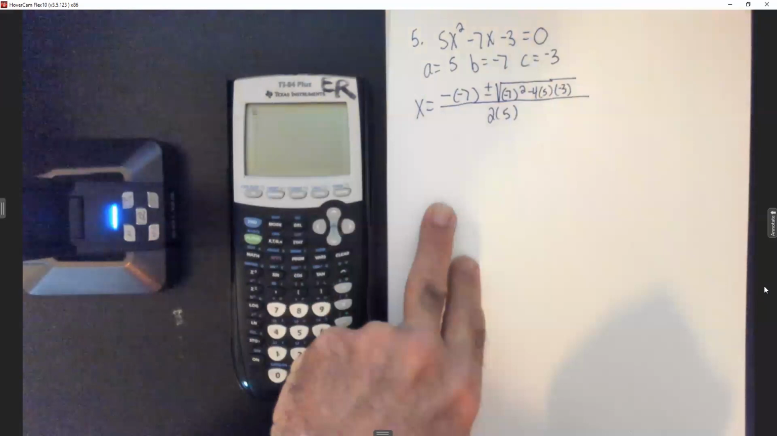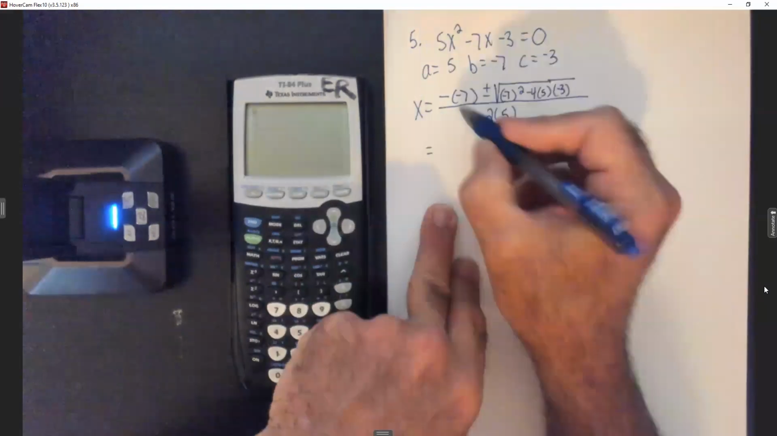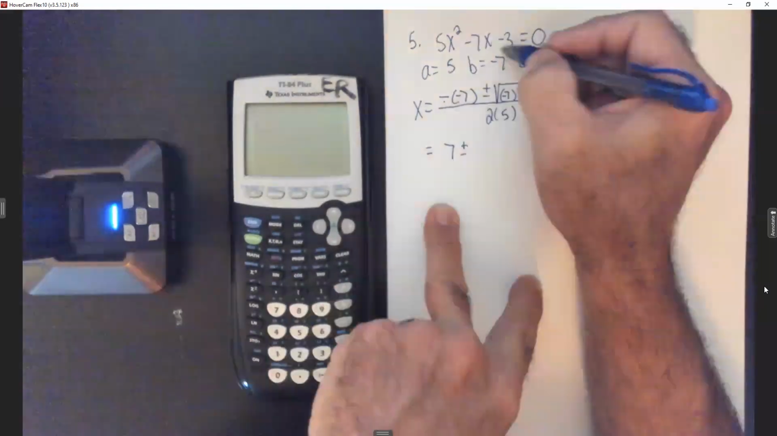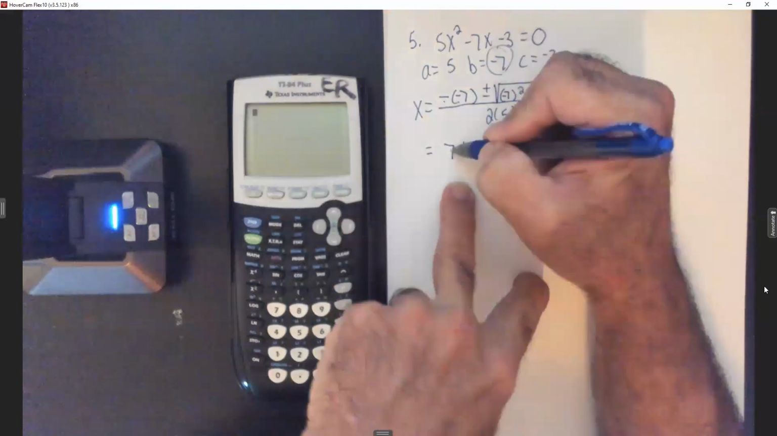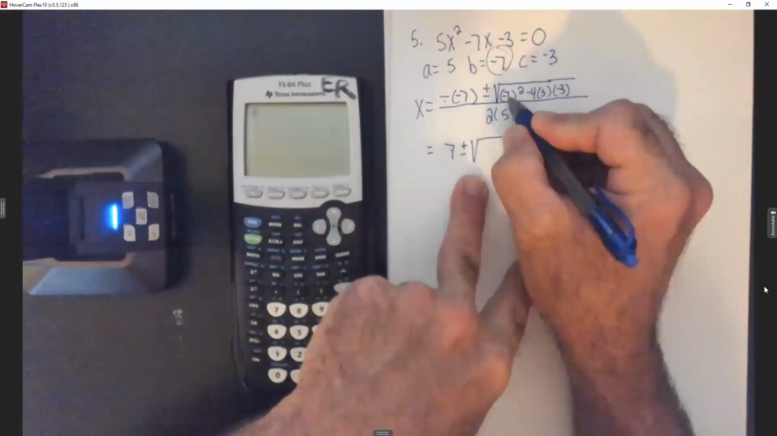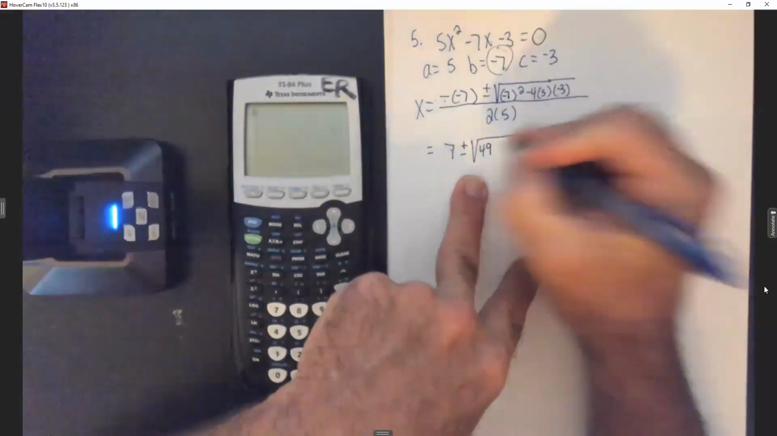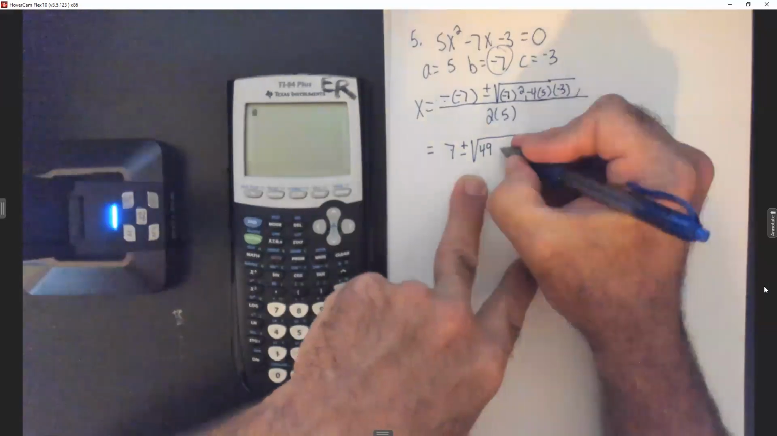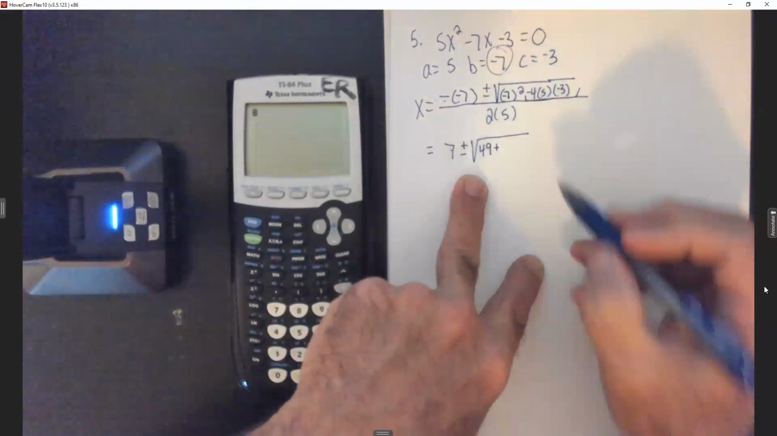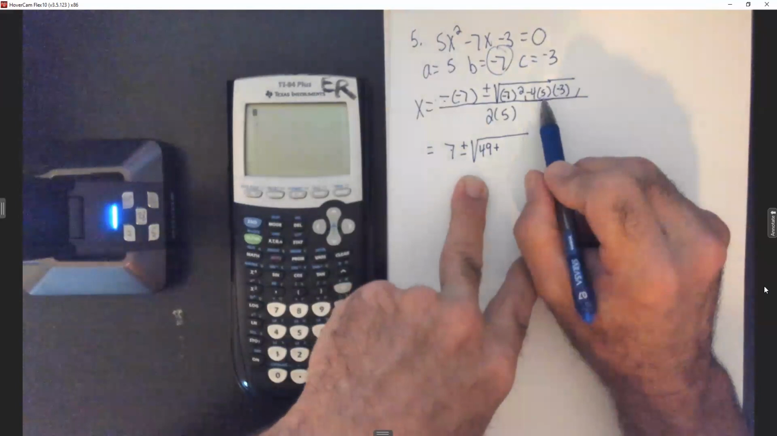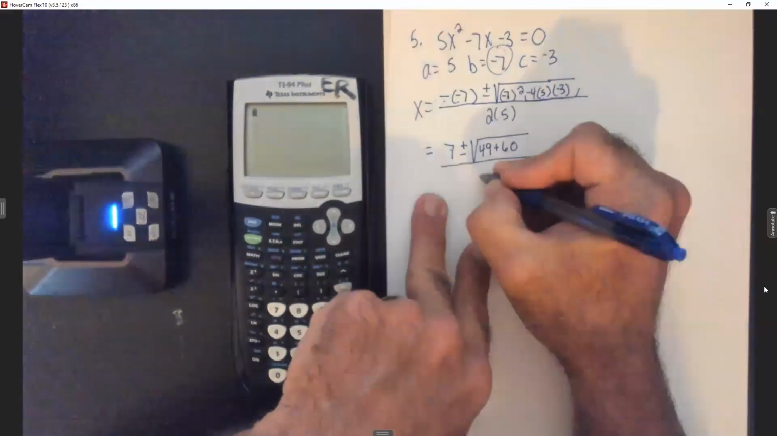All right, y'all, so that negative times negative makes that a positive 7. So whatever you start out with, that negative is always going to change it. All right, let's see, under the radical, negative 7 times negative 7 is 49. I got 2 negatives over here, so that's going to be positive. 4 times 5 is 20. 20 times 3 is 60. All of that's over 2 times 5, which is 10.